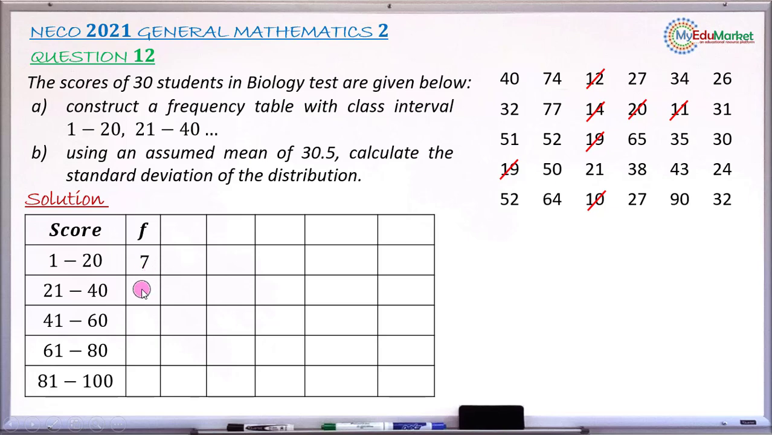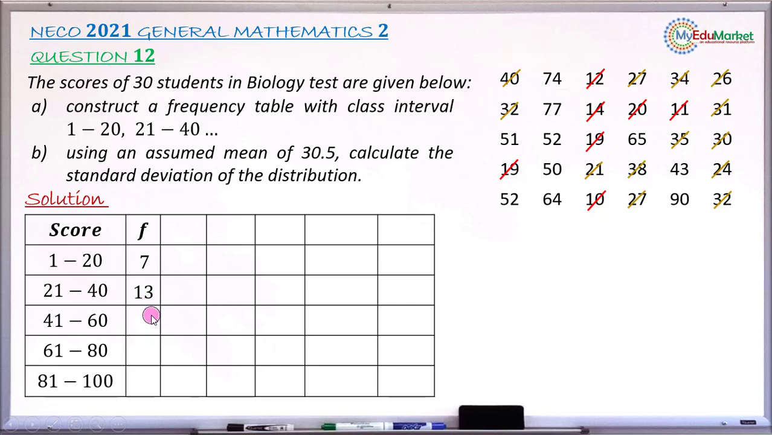I'll move to the next class interval, that is 21 to 40. So I'm going to strike all those numbers from here that are in between 21 and 40, and I'll count how many numbers I have struck. So using a brown line to strike those numbers, because initially I used red lines for numbers 1 to 20. If you count those numbers struck with a brown line, you discover that they are 13 in number. So you now have the frequency of 21 to 40 as 13.